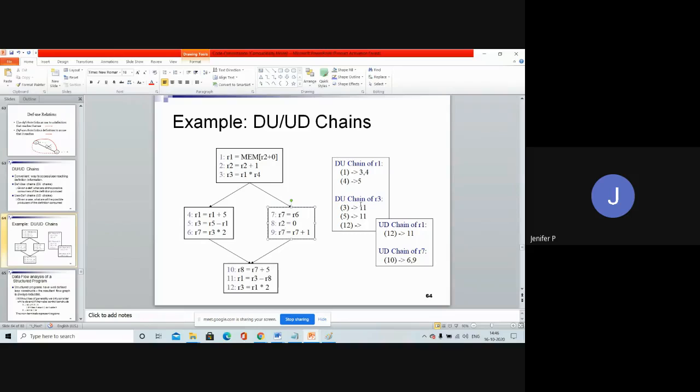Using this, they may ask you to write the UD chain and DU chain of a particular variable. Likewise they may ask other such questions. So this is about the various relations.